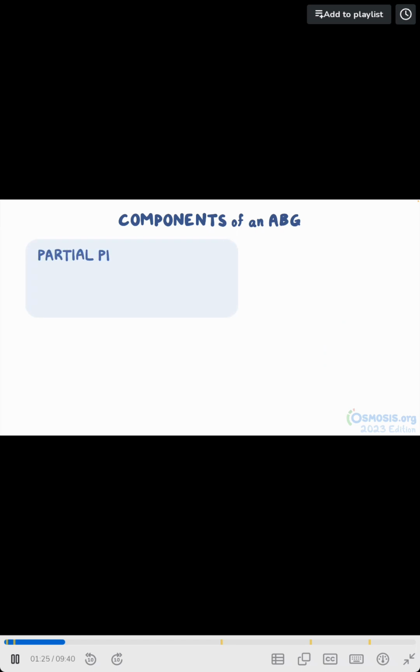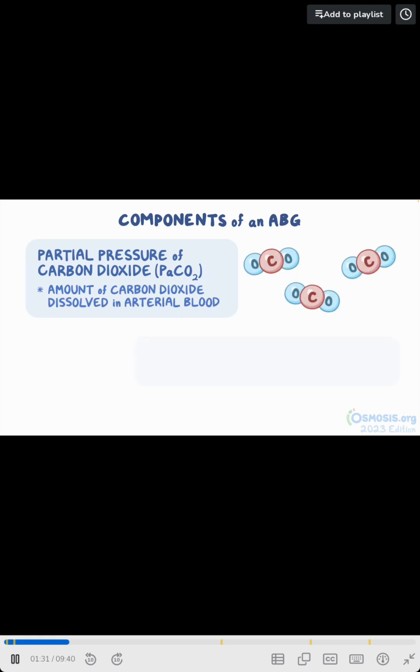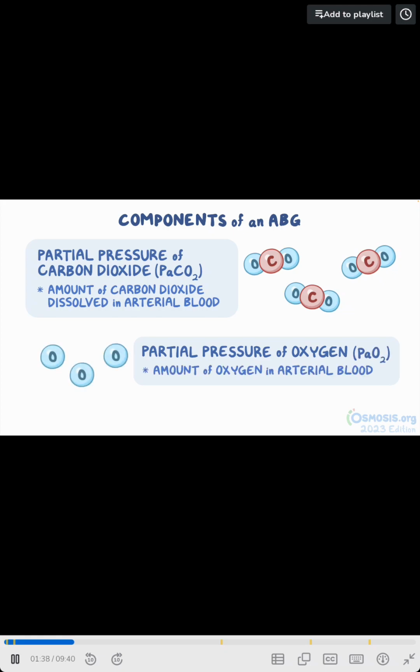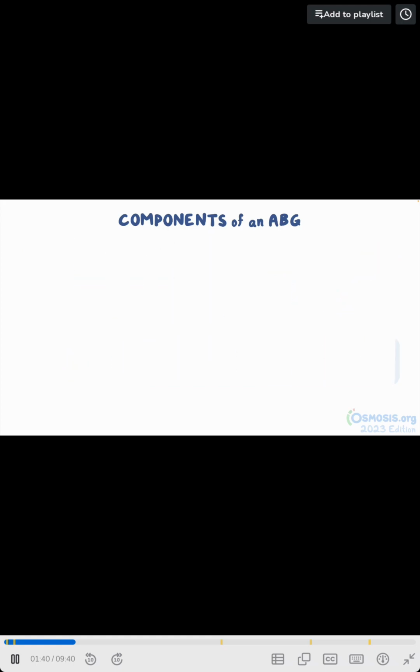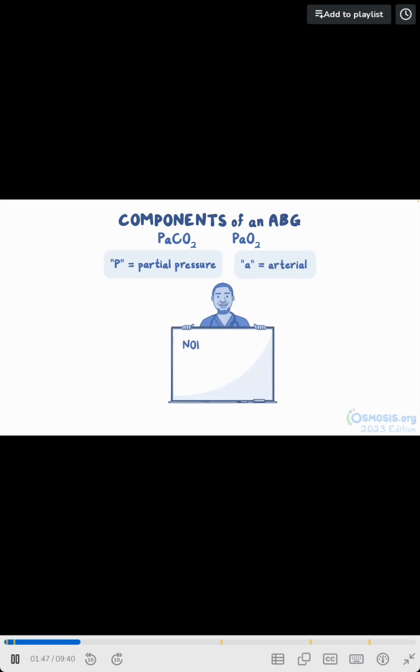Up next is the partial pressure of carbon dioxide, or PaCO2, which measures the amount of carbon dioxide dissolved in the arterial blood, and partial pressure of oxygen, or PaO2, which measures the amount of oxygen in the arterial blood. For these gases, P stands for partial pressure and A stands for arterial. The normal PaCO2 should range from 35 to 45 millimeters of mercury, and PaO2 should range from 80 to 100 millimeters of mercury.